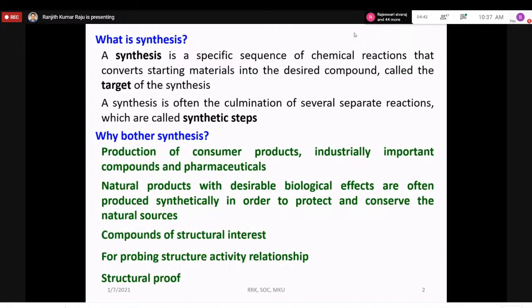And then there are several other points. If a compound is structurally attractive, then you want to make it in the lab. So then you go for synthesis.